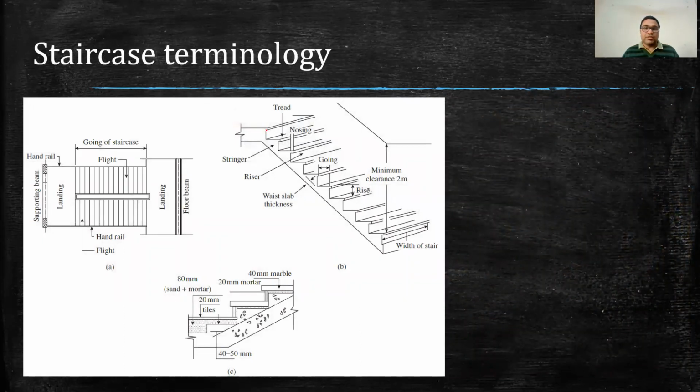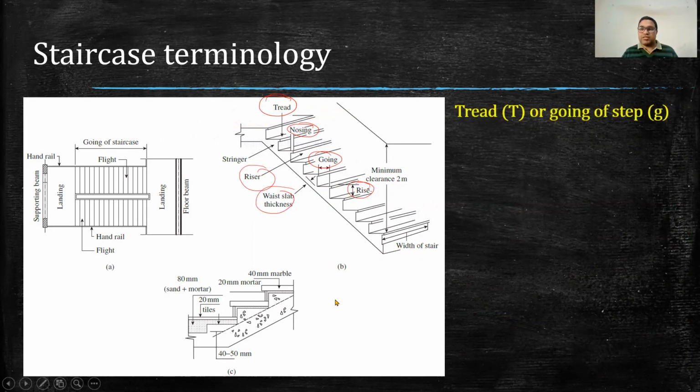For example, the tread, nosing, going, or going is also known as the tread. Similarly, the rise or riser, waist slab thickness. So all these things we will discuss one by one. First we will talk about the tread. Tread is also known as going of steps. So sometimes we represent this by T or G. So T or G, both are the same.